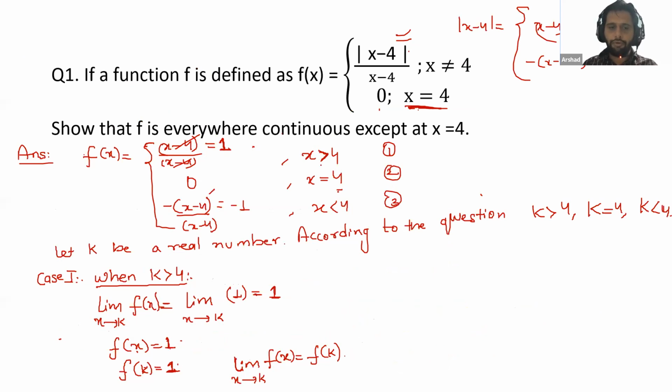For this inequality, for greater than, you will find that this is always continuous. For less than also, you will find this is continuous. Only at that particular point, there are the chances that the function is not continuous.